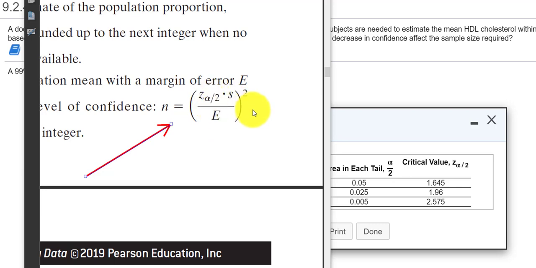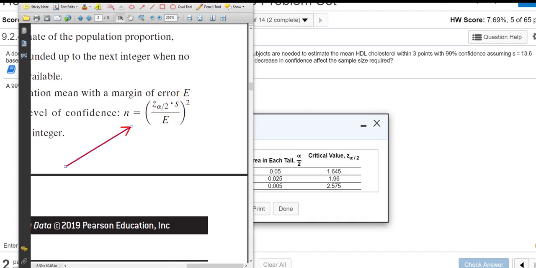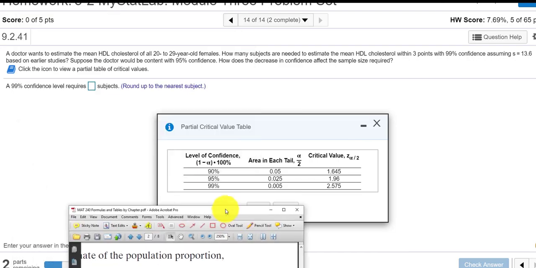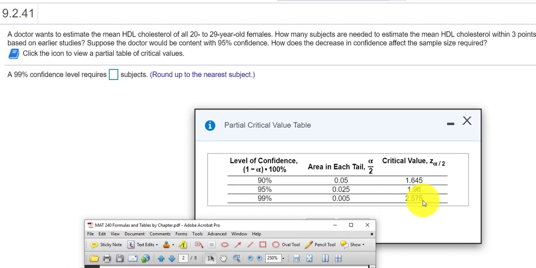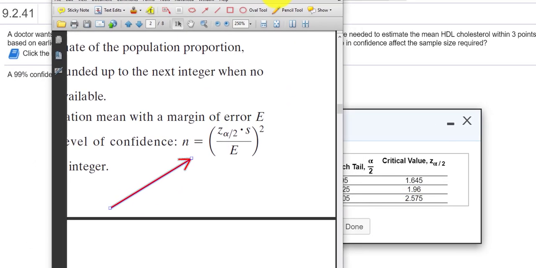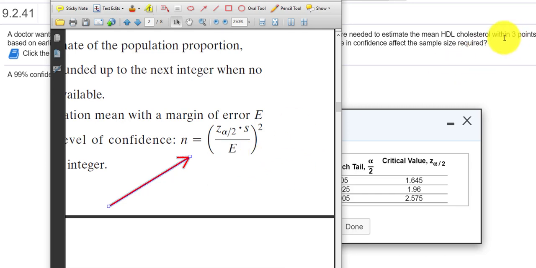And we have all of these values, right? They gave us the standard deviation is 13.6. The Z critical value for 99% was 2.575. The error was within 3 points. So they gave us everything we need.